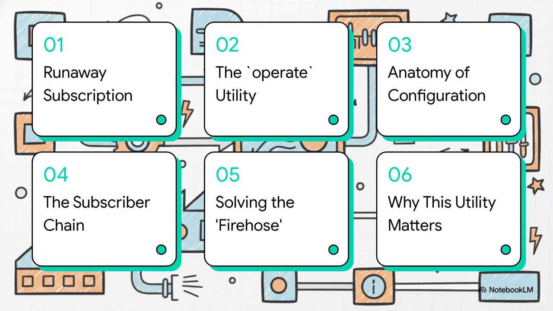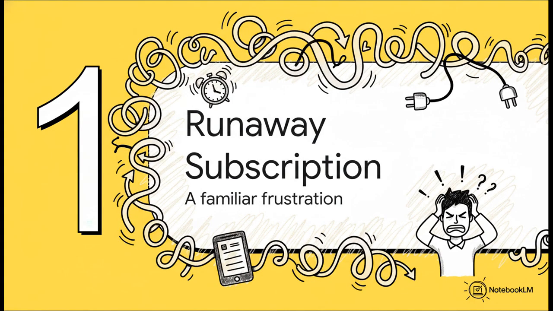Okay, so here's our game plan. We're going to start with a problem I'm sure you've felt before, the runaway subscription. Then, we'll introduce Operate as the hero of our story. We'll break down how to configure it, talk about the amazing subscriber chain it creates, and then see exactly how that chain solves our runaway problem. And finally, we'll zoom out and talk about why this little utility is a huge deal for any developer working with Reactive Streams.